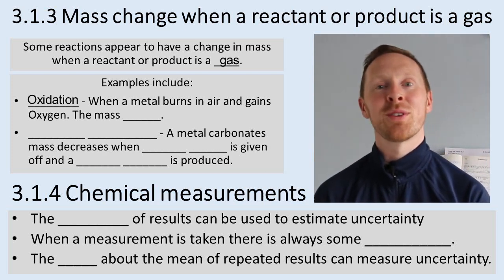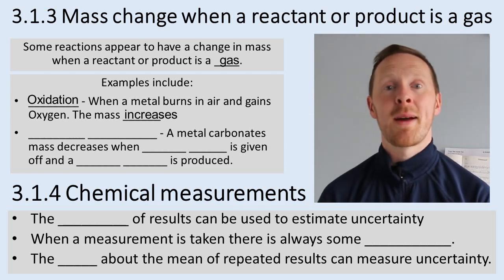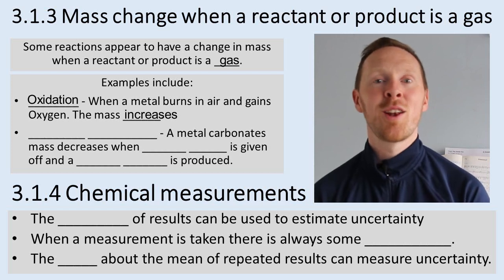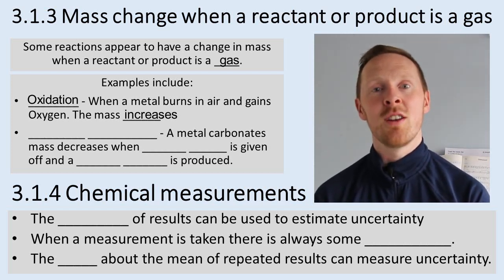Oxidation is where a product gains oxygen. And you'll have seen that the mass of the magnesium has increased. And that's not breaking the law of conservation of mass. What the magnesium has done is it's gained oxygen to form magnesium oxide.